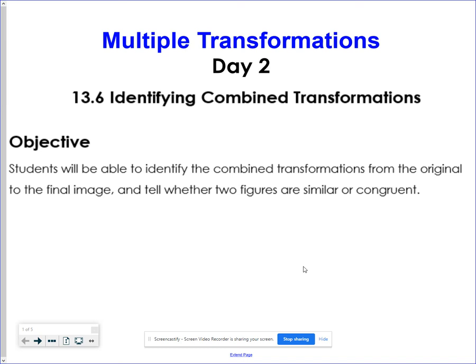Hello, math students. We're going to spend another day talking about multiple transformations. And today, not just us doing those transformations, but also being able to recognize what those transformations are.